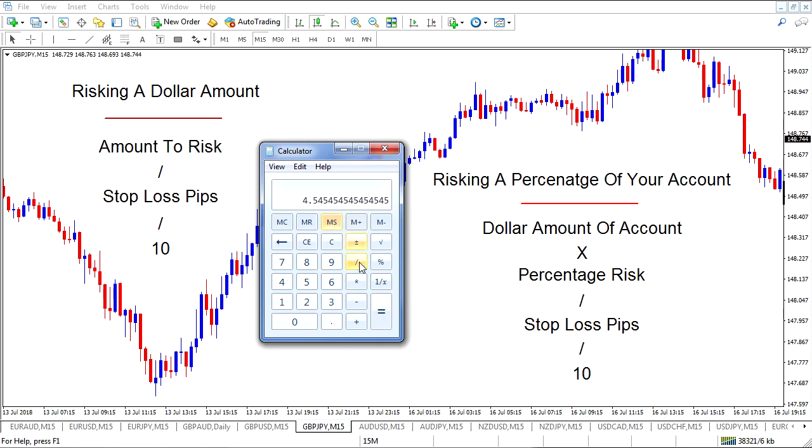So from here, I'll just go divided by 10. And what this does is give me the trade size that I want to put on. I want to put on 0.45 lots as a trade size. It is really that simple. The amount that you want to risk on the trade divided by how many pips the stop loss is divided by 10 gives you the lot size.